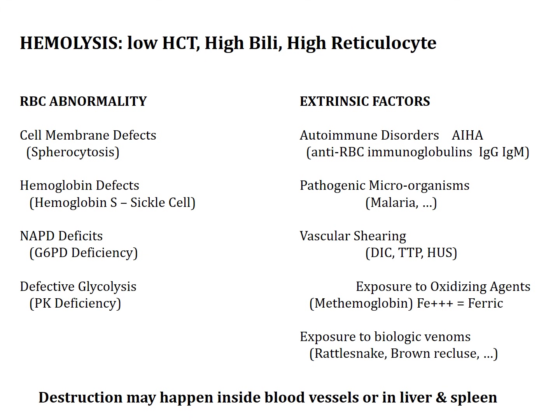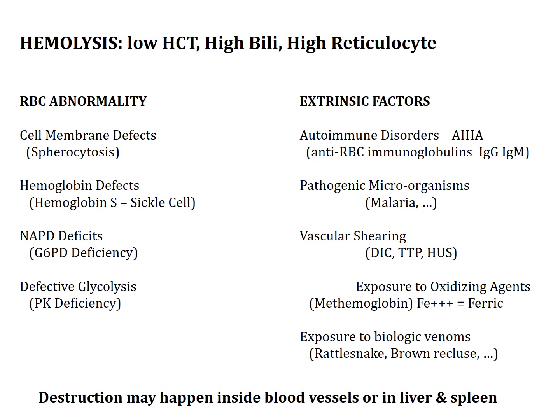Another reason people might hemolyze is due to what we refer to as an extrinsic factor. The red blood cells themselves are normal, but they're being exposed to something which is causing them to rip up the red blood cell. They may have an autoimmune disorder called autoimmune hemolytic anemia, where they are creating self-antibody against their own red blood cells, and those antibodies are destroying the red blood cells.